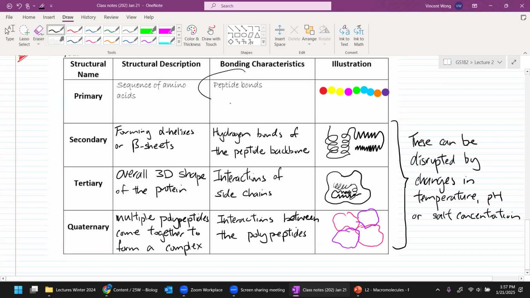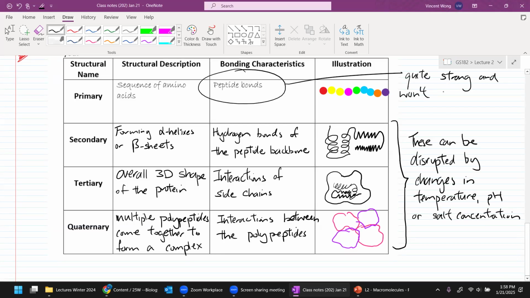The primary structure, the peptide bonds, these are pretty strong, quite strong, and won't be broken easily. If you just heat up the protein, you're not going to be able to break off individual amino acids.